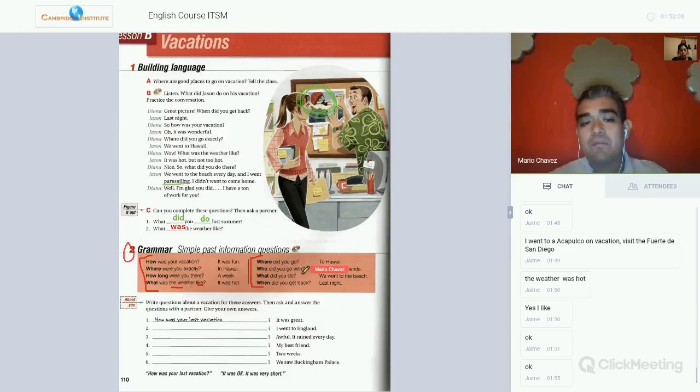Pregunta, auxiliar, persona, verbo. How did you go? Who did you go with? ¿Con quién fuiste? What did you do? When did you get back? ¿Cuándo regresaste? Right? And we got the answers.